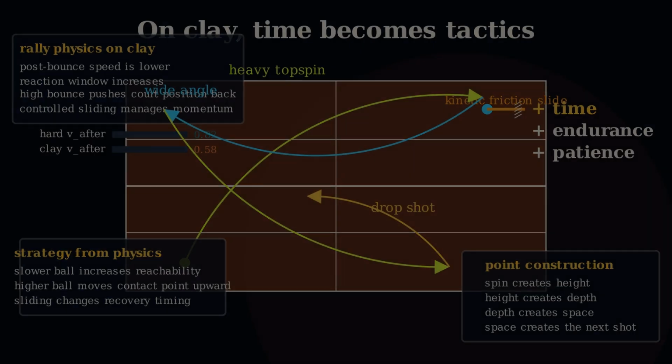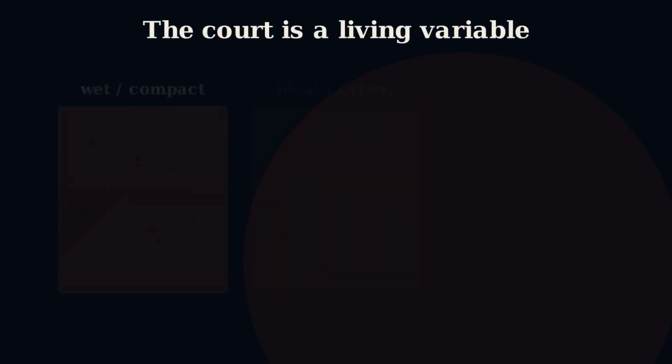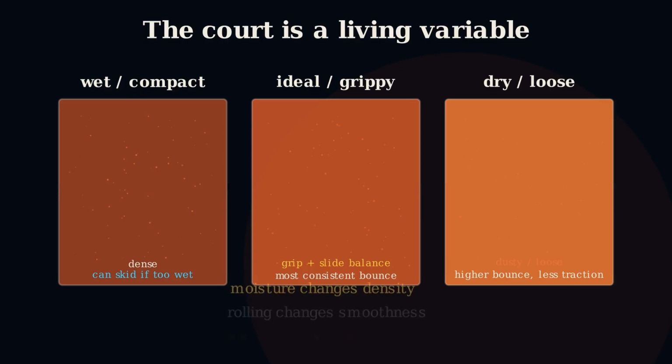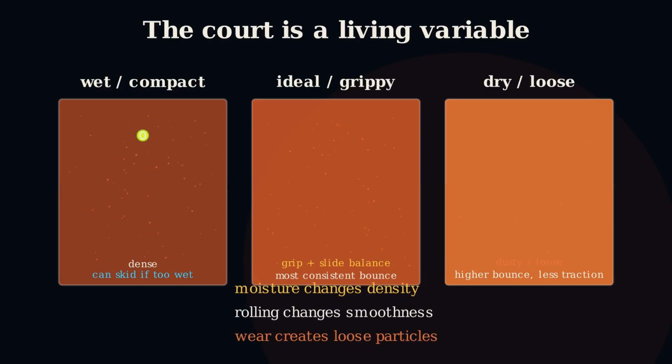Clay is not one fixed surface. Wet and compact clay can feel dense, and the ball may skid if it is too wet. An ideal clay court balances grip, slide, and a consistent bounce. Dry clay becomes dusty and loose. It can change traction, raise the bounce, and make the surface feel less predictable. Moisture changes density, rolling changes smoothness, wear creates loose particles. That is why maintenance matters. Water, roll, brush. The court is being managed throughout the match.